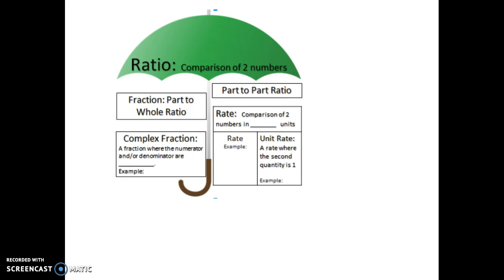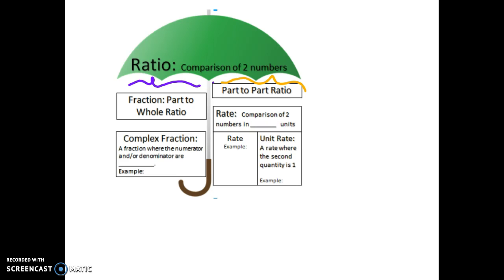A ratio is a comparison of any two numbers. Ratios can be in either fractions, which is on this side, or part-to-part ratios, which is on this side of the umbrella. When dealing with fractions, a fraction is a type of ratio where it's a part-to-whole ratio. That means the denominator is going to be the whole amount of something.